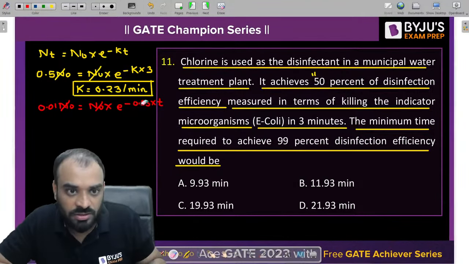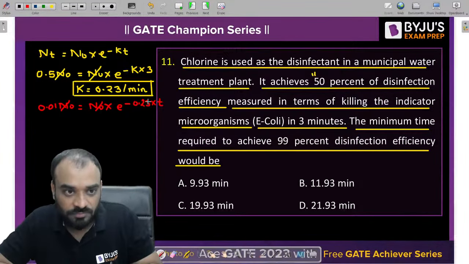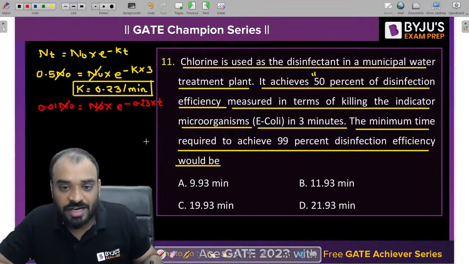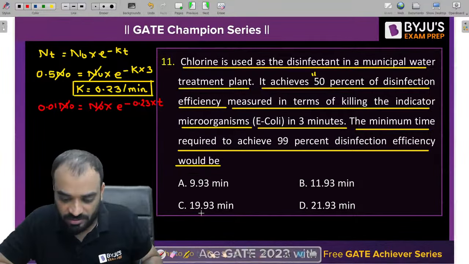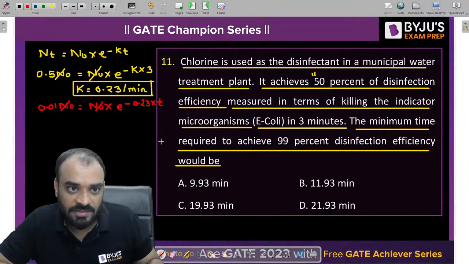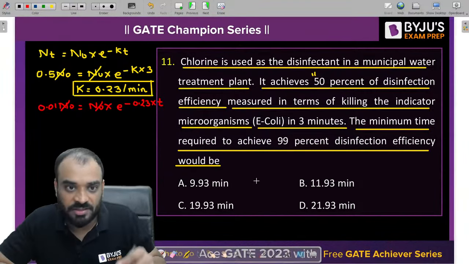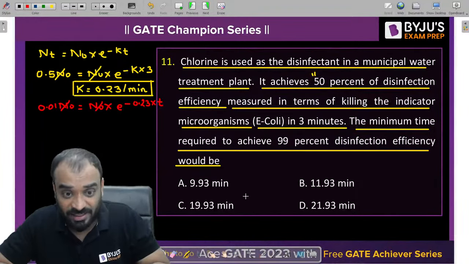So we are getting a value of how much, guys? It is 0.23. ln 0.01 divided by 0.23. So we are getting approximately 20 minutes. How much are you getting, guys? Anyone who can tell me the answer? Because we have very little difference between the answers, that's why we need to calculate it exactly, right? Do the exact calculation over here.